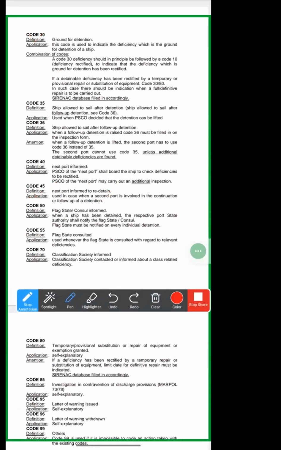ओके, बाकी सारे कोड्स आपको इंपॉर्टेंट रखने की जरूरत नहीं है। एक आपका कोड 99 है, जिसमें अदर्स जो भी गाइडलाइंस होता है वो लिख सकता है। बाकी द इंपॉर्टेंट वन इज व्हाट? कोड 30, कोड 19, कोड 18, कोड 17, कोड 10. Okay, these are important codes which are utilized by the PSC in their inspection report.